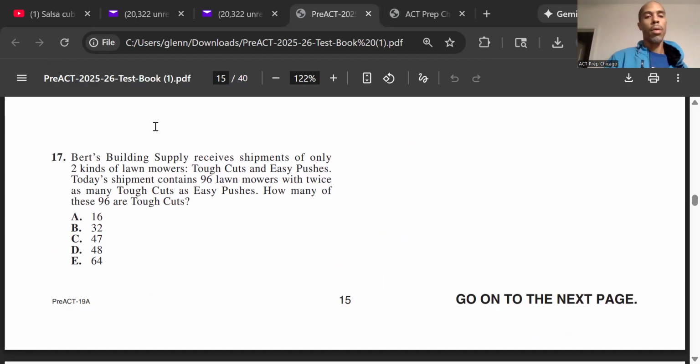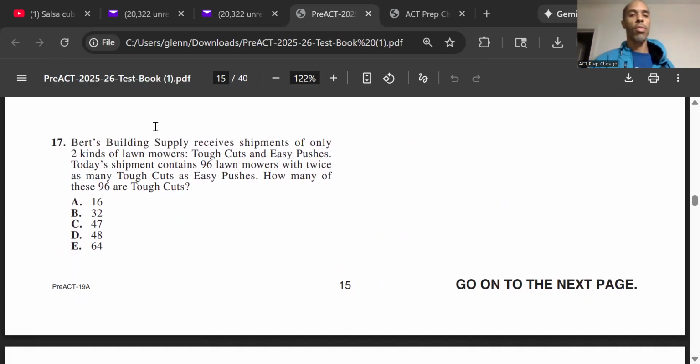All right. Burt's Building Supply receives shipments of only two kinds of lawnmowers, tough cuts and easy pushes. Today's shipment contains 96 lawnmowers with twice as many tough cuts as easy pushes. How many of these 96 are tough cuts?